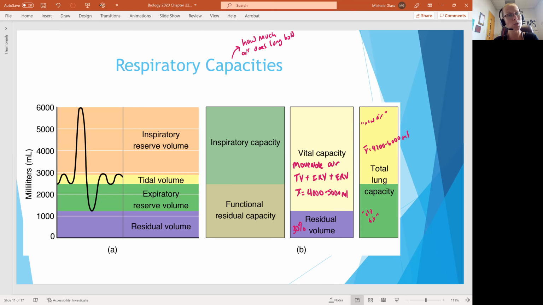The term inspiratory capacity to me is pretty straightforward. It's talking about what you can inhale. So inspiratory capacity would be your tidal volume plus your IRV, inspiratory reserve volume. So this is the total you can inhale.